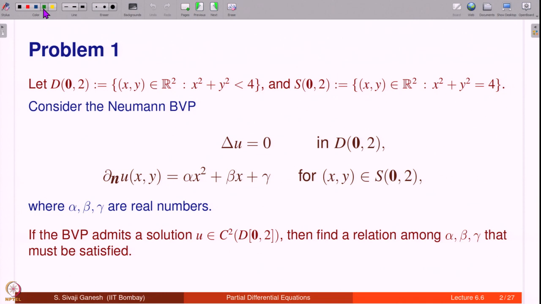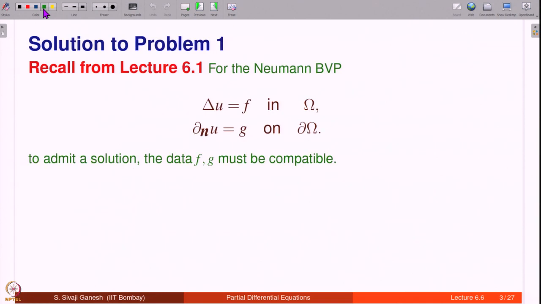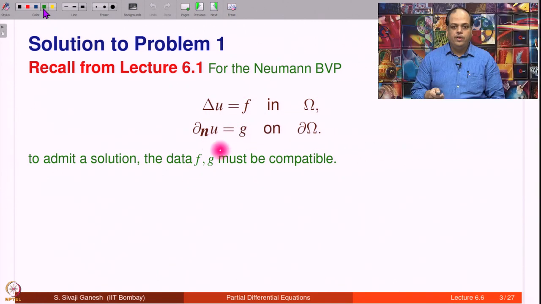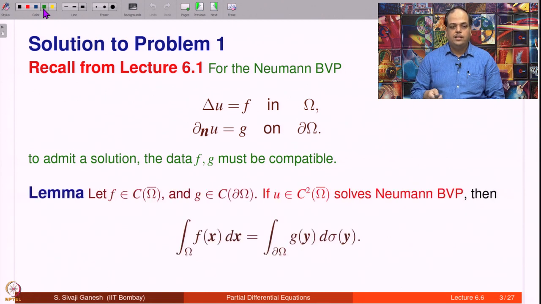So, this is an application of a lemma that we have seen in lecture 6.1. Recall from lecture 6.1, for the Neumann boundary value problem, Laplacian u equal to f in omega, normal derivative of u equal to g on the boundary of omega, to admit a solution, the data f and g must be compatible. What is that? Lemma: let f belong to C of omega bar and g belong to C of the boundary of omega. If u belonging to C2 of omega bar solves the Neumann boundary value problem, then necessarily the integral of f over omega is equal to the integral of g over the boundary of omega.